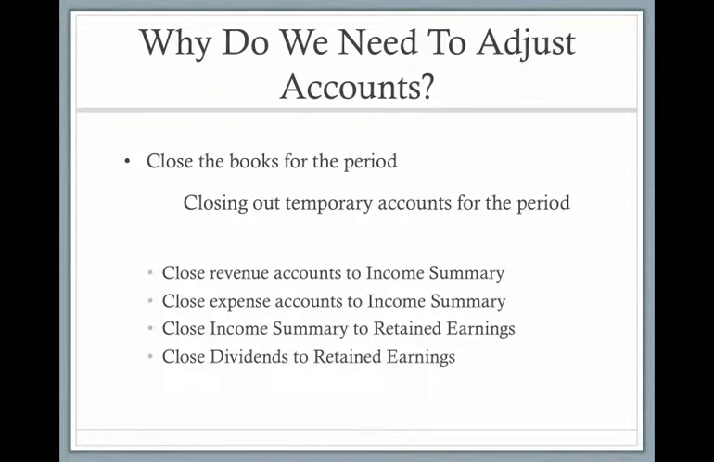Once we've done these 4 steps of closing the revenues, closing the expenses, closing the income summary, and then finally closing the dividends accounts, we would have zeroed out all our temporary accounts so that we could go ahead and start our books and records for the next accounting period. So let's go ahead and take a look at some problems.